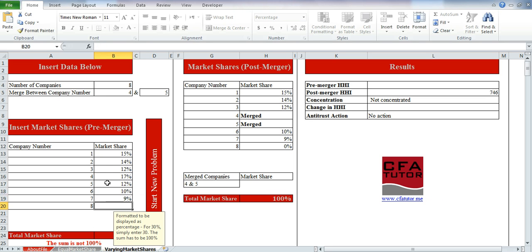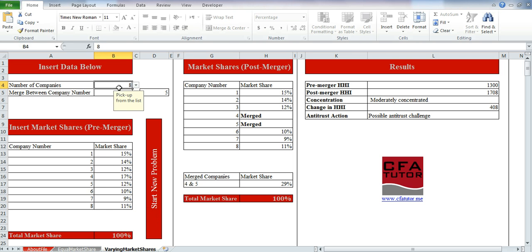12, 10, 9, and 11. Now the sentence has appeared, which means it's summed to 100%. This shows you the post-merger market shares, and now it's telling you that companies 1, 2, 3, 6, 7, and 8 all have market share as before. 4 and 5 have been merged, and the new market share for them is basically the sum, which is 17 and 12, so 29%. Based on the results over here, we have the pre-merger HHI, the post-merger HHI, the concentration, the change in HHI, and antitrust action. In this case, there might be a potential antitrust challenge.